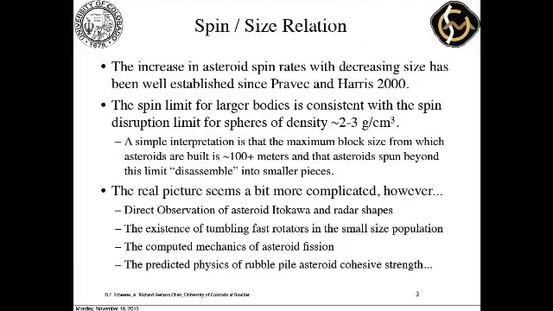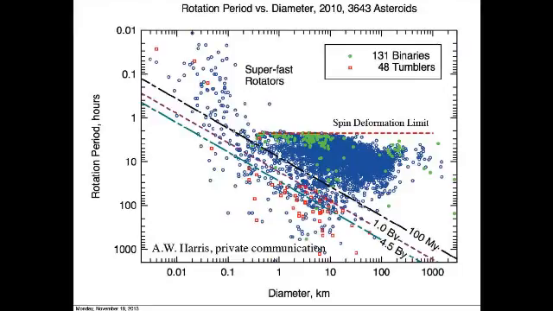If you dig into it, though, the real picture seems a little more complicated. When we look at asteroids such as Itokawa and the radar shapes, it's clear that they're not just monolithic bodies. They're really assemblages of grains and boulders. There are some other things that I'll walk through, such as the existence of tumbling fast rotators, the computed mechanics of how asteroids fission, and the predicted physics of rubble pile asteroids.